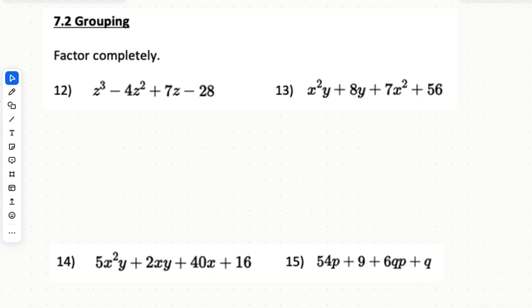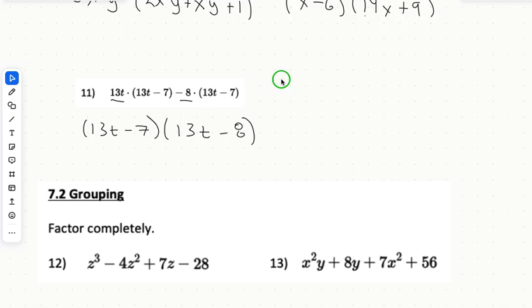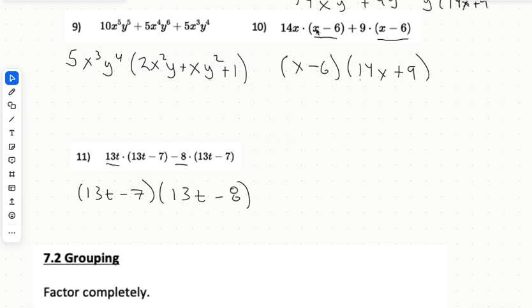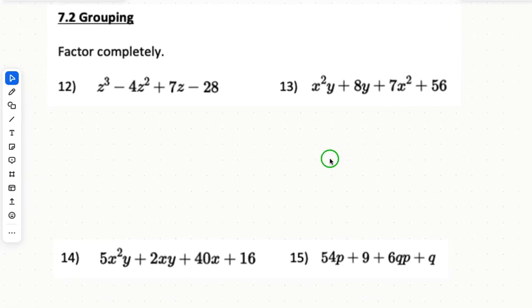And you might remember at the end of the last section, let me pull this up right here, we had some problems where, if I can write this with parentheses, if I can get a common factor as a binomial, I can factor that out front. So what grouping is going to be is getting it from 4 terms to look like this so that I can use that technique to finish factoring. And that's pretty much this whole section.